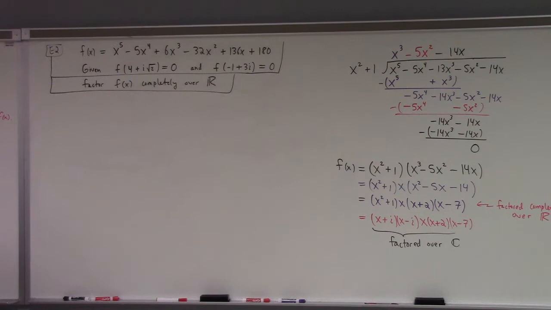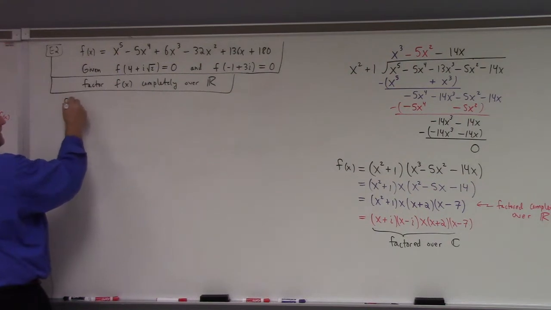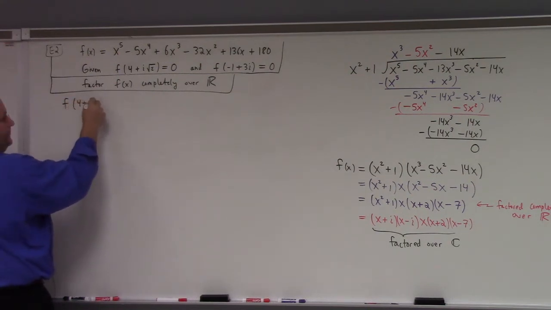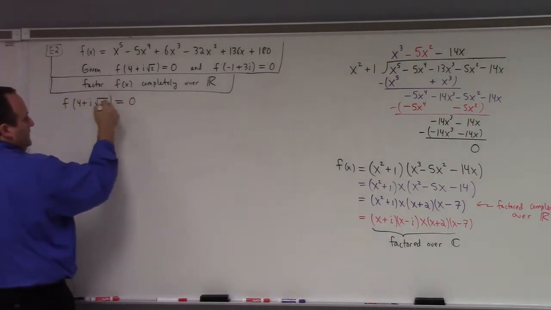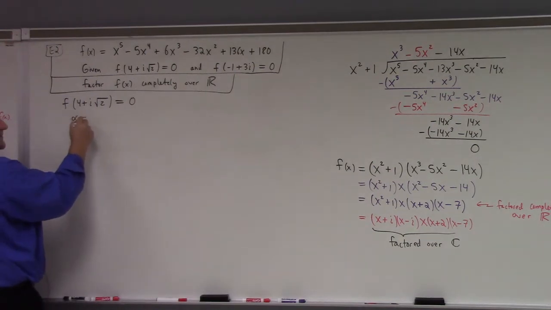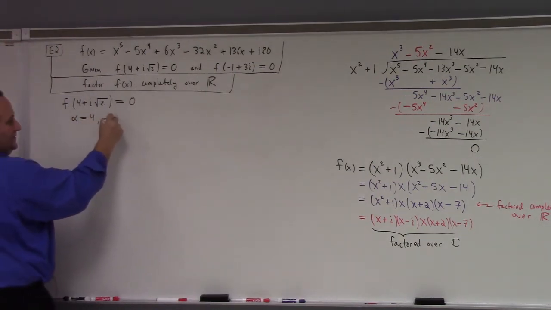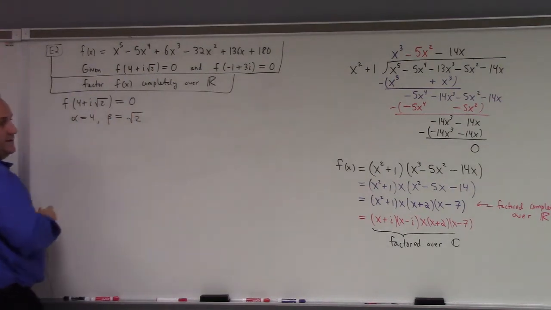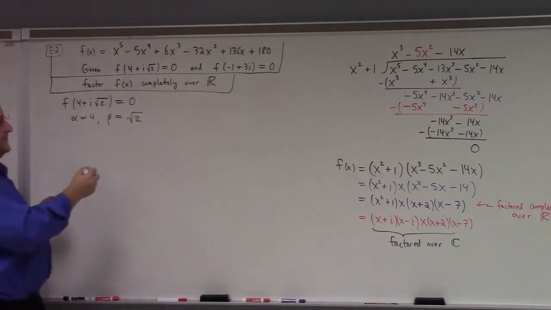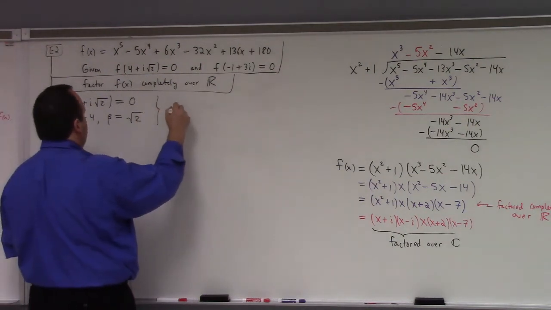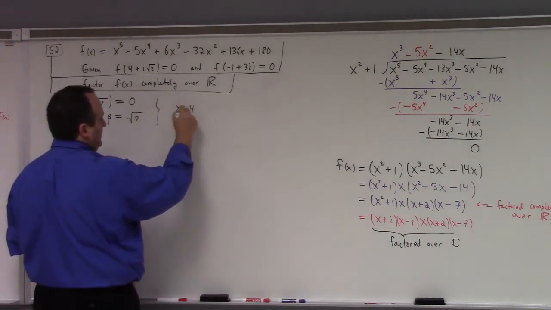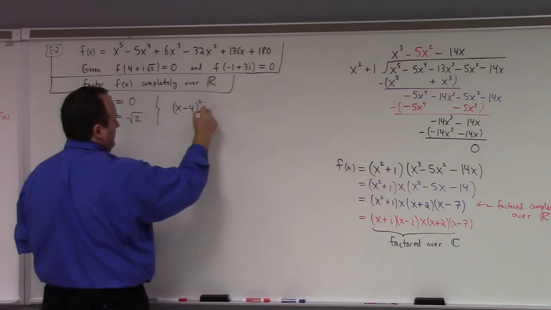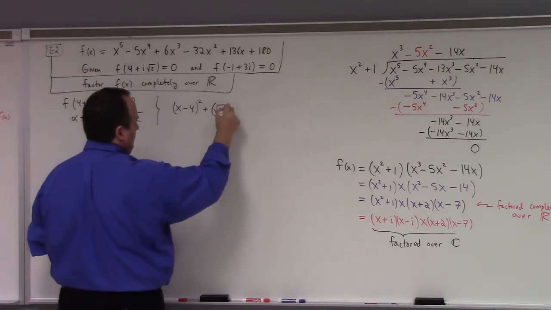So what does this f of 4 plus i root 2 tell you? If that's 0, what does that mean about this right here? So if you look at this, this gives you alpha is 4, right? The beta is what? Square root of 2. So that together gives me a factor of (x minus 4) squared plus the square root of 2 squared.